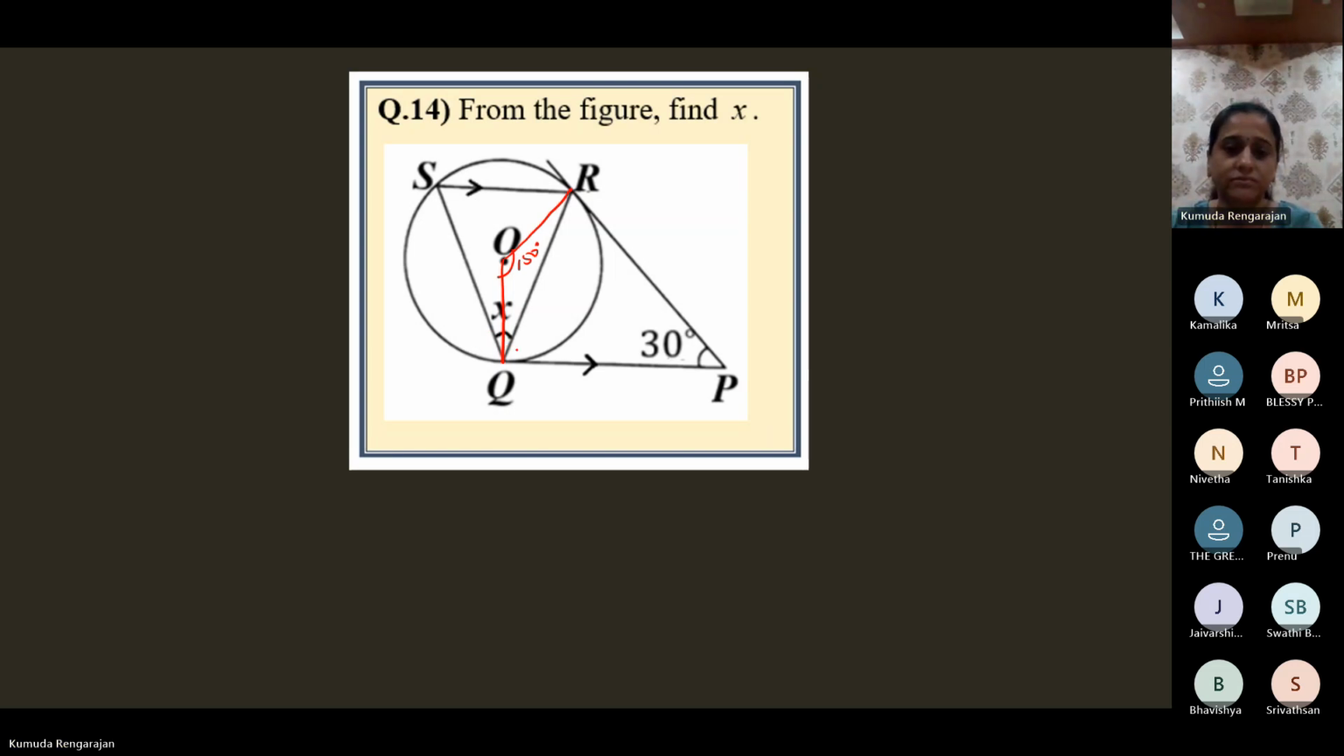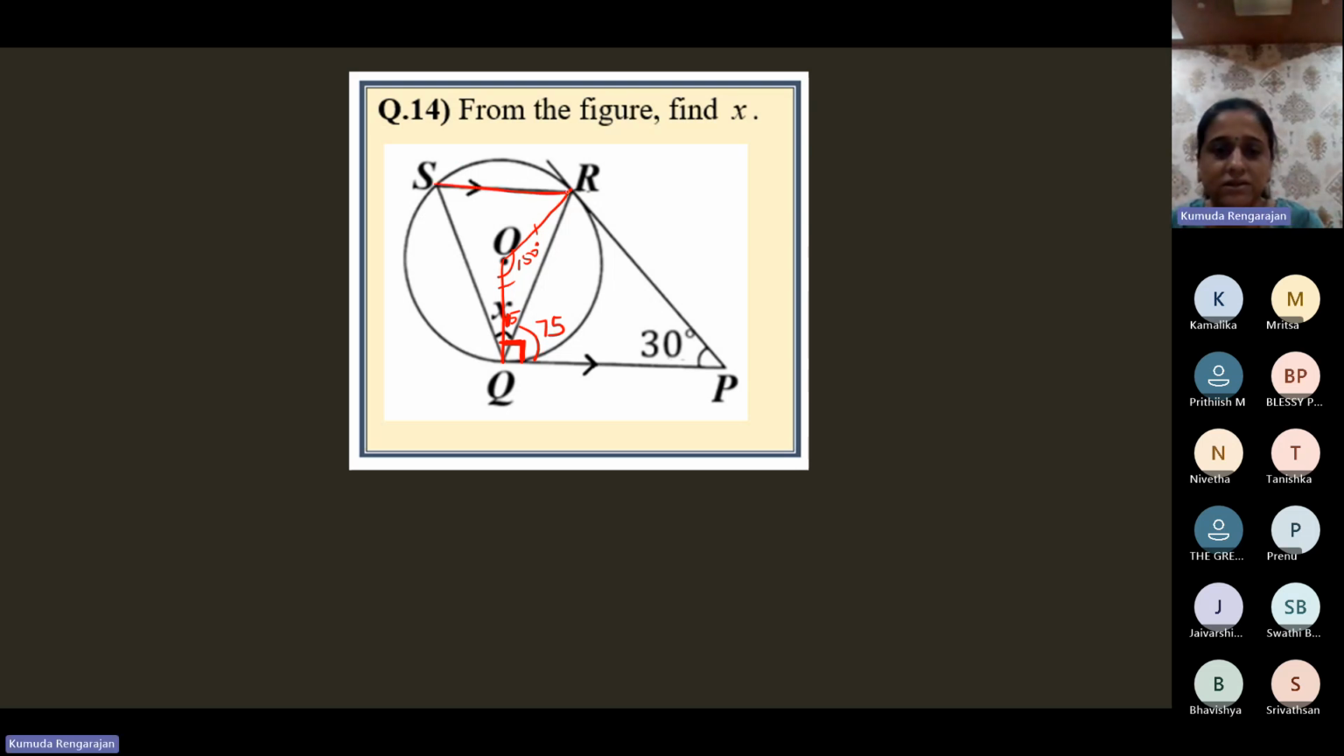This we know is 90. Radius tangent, 90. Now in this triangle, these two sides are equal. So 30 by 2, 15 degrees. This is 15 degrees. So 90 minus 15, this is 75.